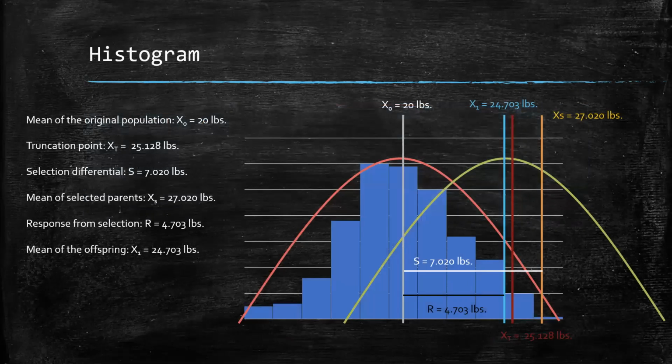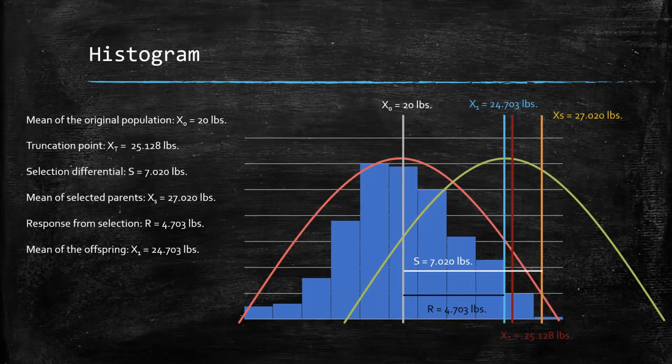Now, as you can see here, we have our histogram. The mean of the original population is labeled by the vertical gray line. The truncation point is labeled by the red vertical line, as you can see by x sub t equals 25.128 pounds. Our selection differential is the horizontal white line, labeled with S equals 7.020 pounds. The mean of our selected parents is labeled with the vertical orange line. X sub s is equal to 27.020 pounds.